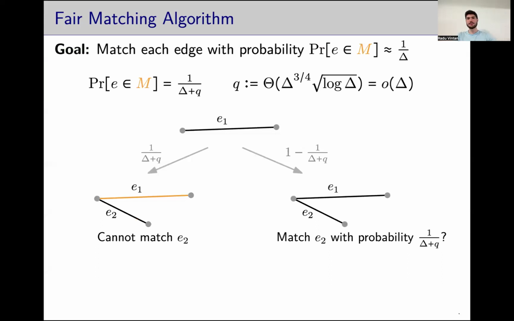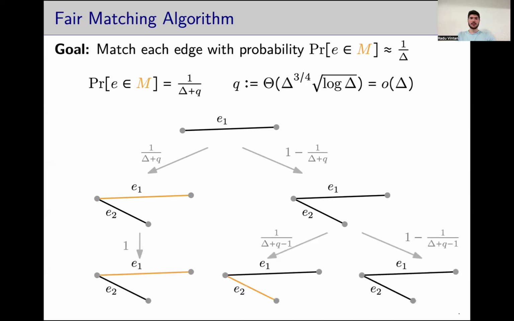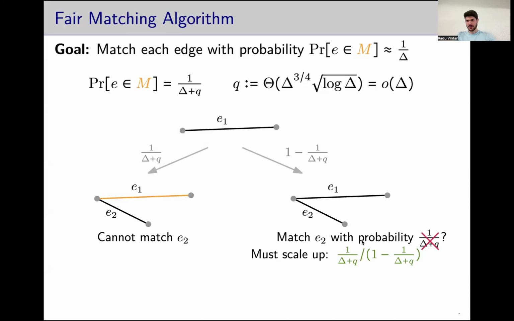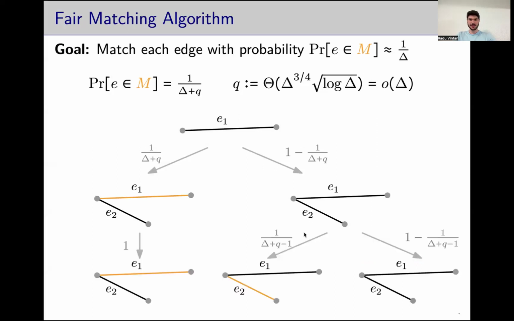So to obtain the correct marginal probability, we have to scale up here a bit. So we'll scale up by dividing 1 over delta plus q by 1 minus 1 over delta plus q, exactly this thing. And so we will now obtain the correct marginal 1 over delta plus q for matching E2. So this is what pretty much any reasonable algorithm should do. And this number is 1 over delta plus q minus 1.